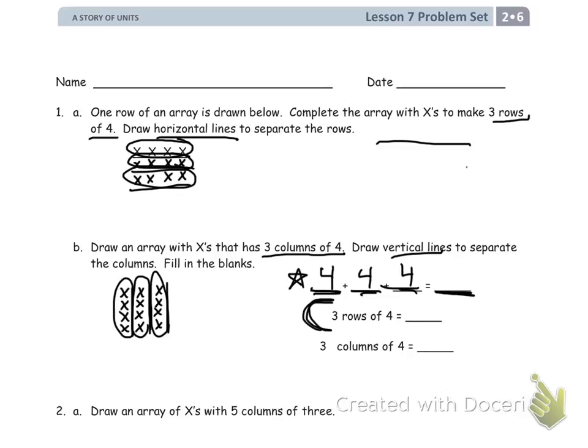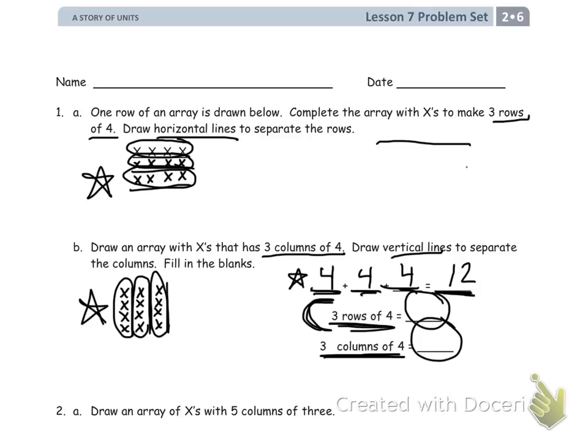So 4 plus 4 is 8, plus 4 is 12. Now, the point of this problem is to help us realize that we can get the same number with different arrays, okay? So we have 3 rows of 4, which is this problem up here, and then 3 columns of 4, which is this problem right here. So both of these equal the same number. So I'm going to go ahead and let you fill those in because you know what the total is now. So you should be able to handle that one pretty easily.